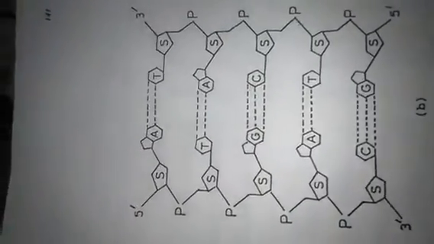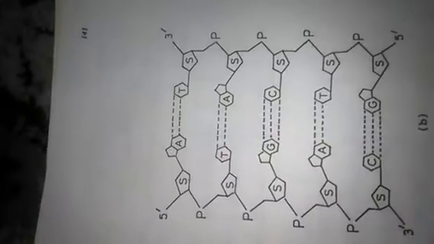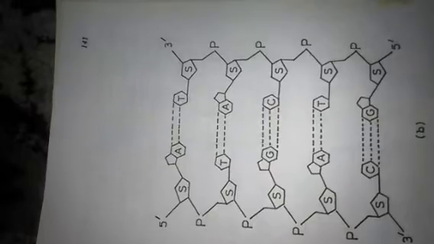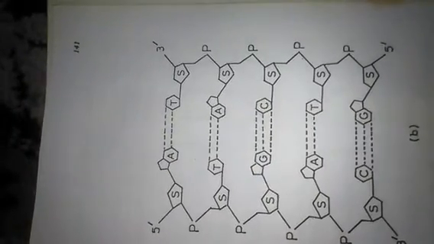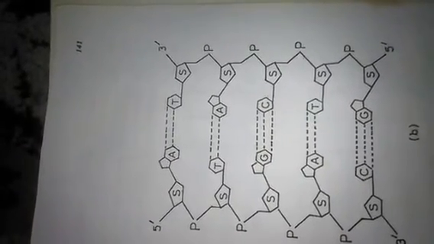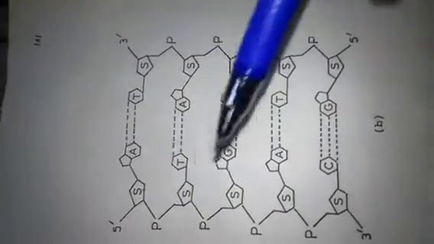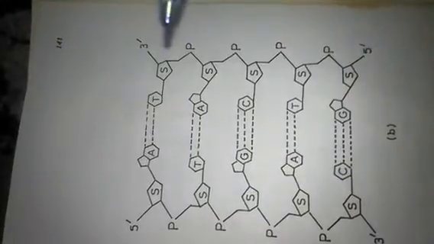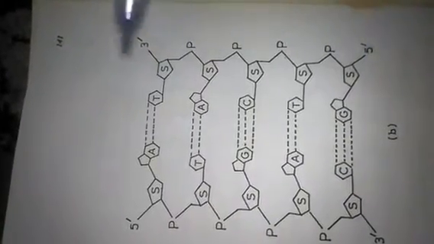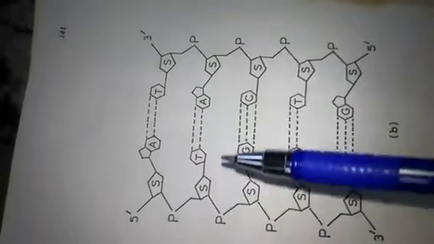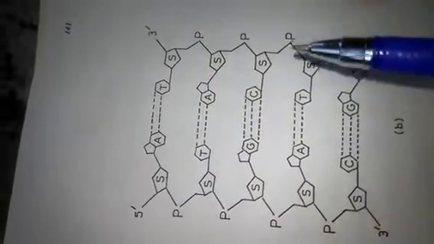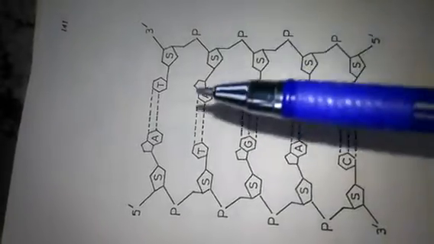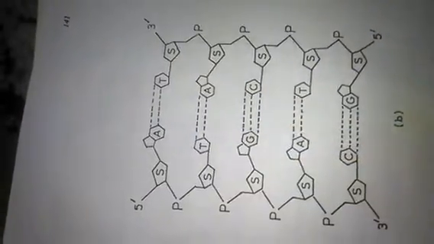So we can say that the DNA molecule of double helix looks like a ladder. The sugar and phosphate, or phosphoric acid, form the backbone, and base pairs form horizontal rungs. So this is like a ladder. You can see this forms the backbone, sugar and phosphate, and these base pairs form horizontal rungs. It is all about structure.